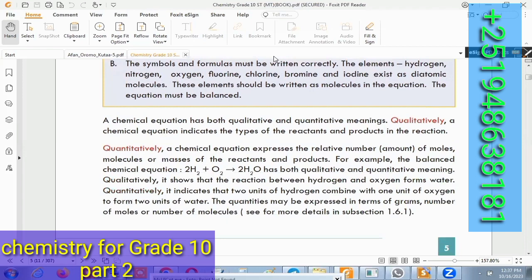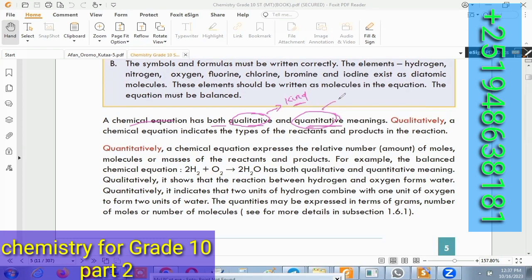Chemical equations. A chemical equation has both qualitative and quantitative meanings. As their names tell us, when we say quality, it simply represents the kind.